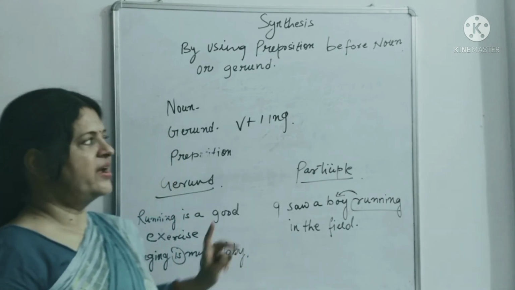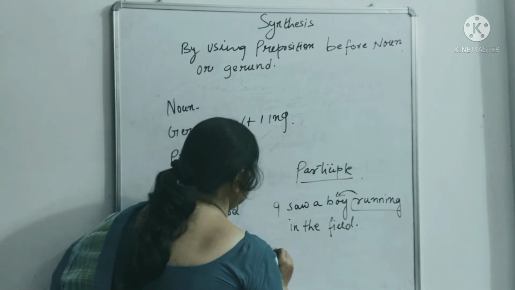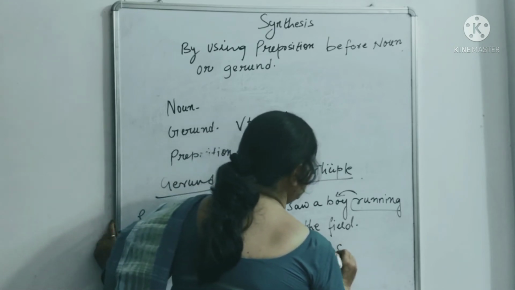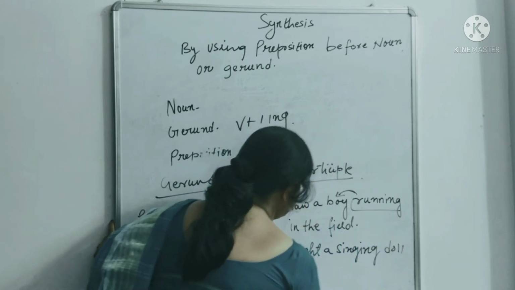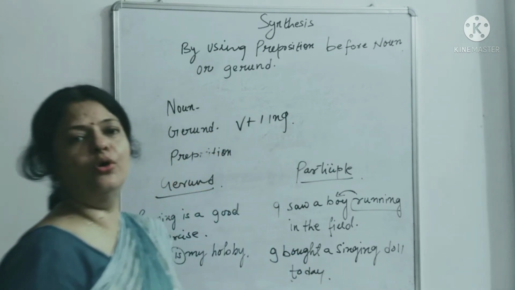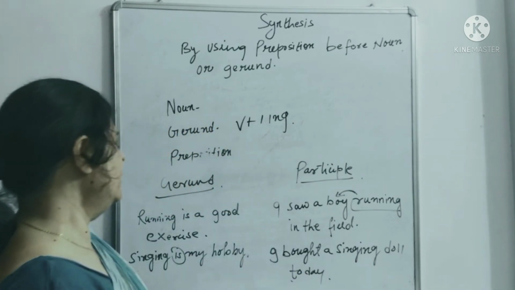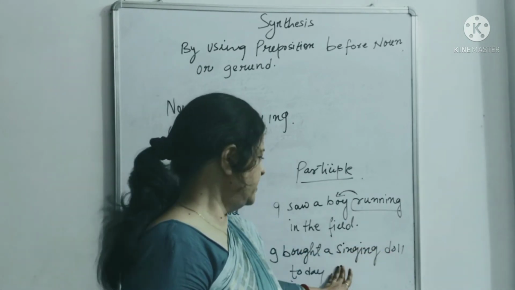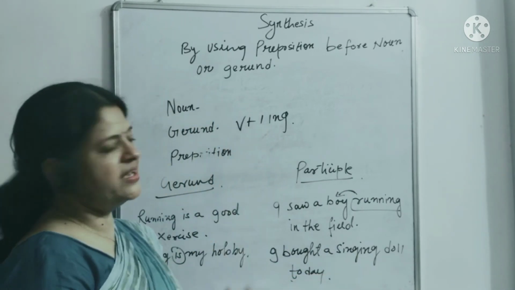Now if I write participle over here, it would be, I bought a singing doll today. Now see, I bought a singing doll today. Singing doll means ऐसी गुड़िया जो गाने वाली है. तो यहाँ पे ये singing जो है, it is describing this doll. So here it is working as an adjective. So I bought a singing doll today.